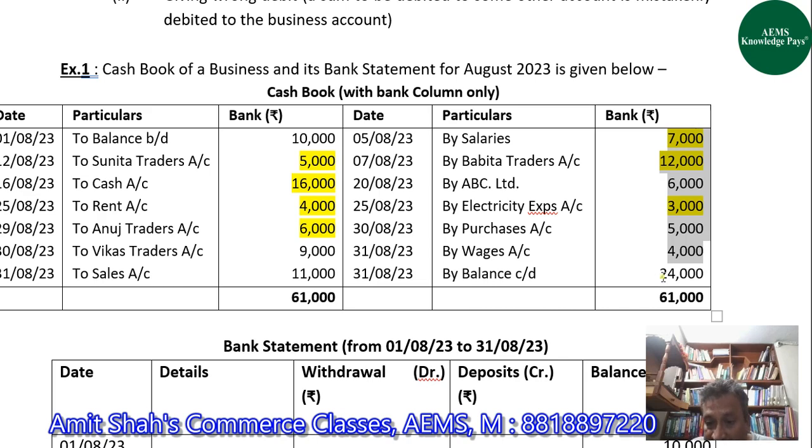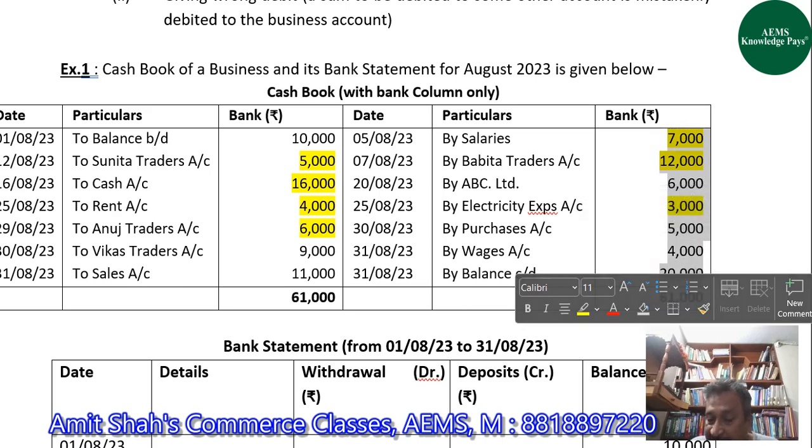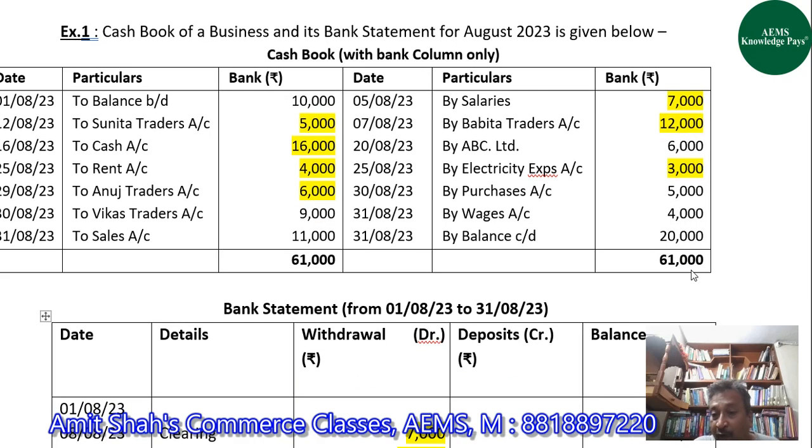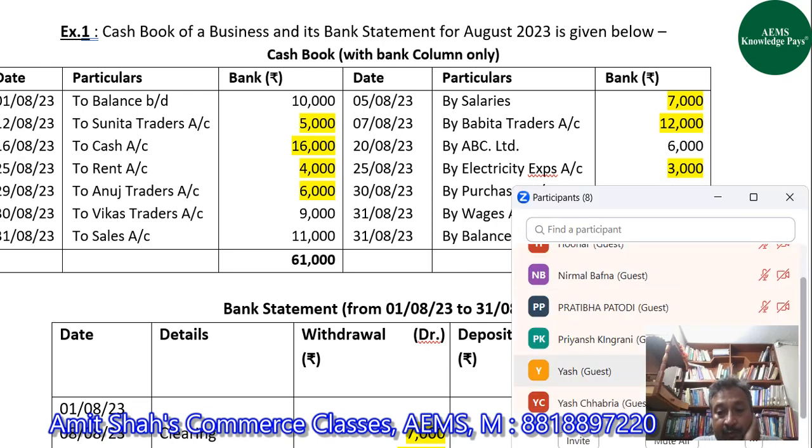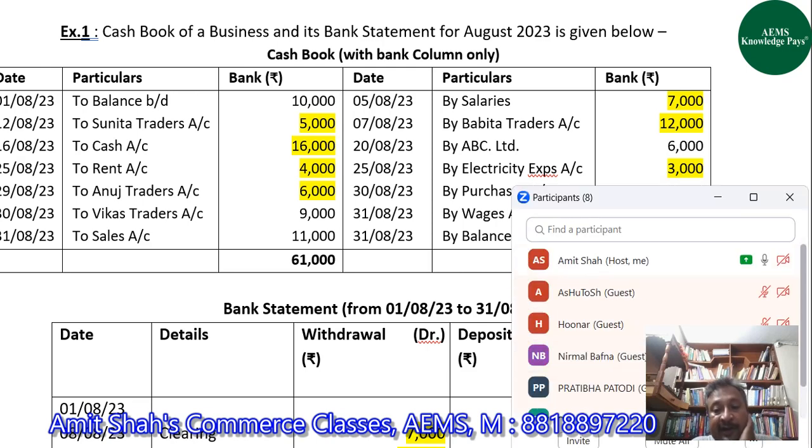Then what would have been the balance that I would have written here? 61 minus 41, that is 20,000. It means if you overcast the payment side, your cash book balance would be less than what it should be actually. It should actually be 24,000, but since I did the wrong calculation here, it is coming lesser. Are you understanding this, guys, or not now? I'm asking all. Yes, sir. Hunar, Ashutosh, sir, could you please explain again?